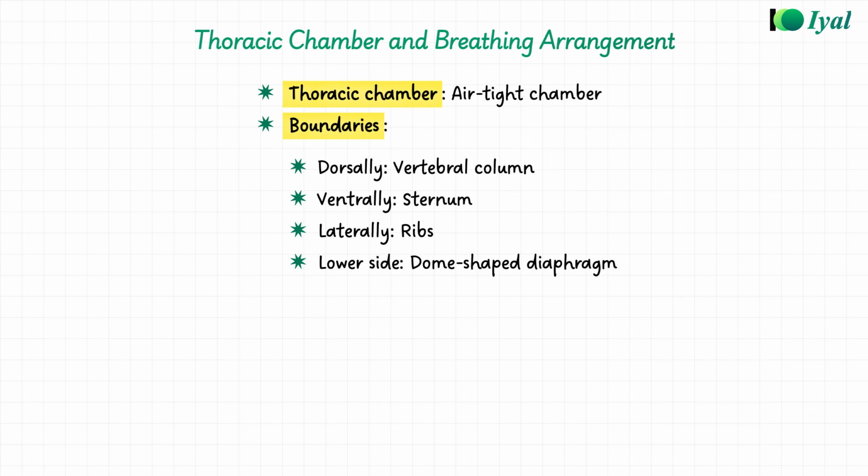Okay, think about the structure of your chest cavity. It is called thoracic chamber and it is absolutely airtight. Very important this. Now what forms this airtight chamber? On the back, we say dorsally, is the vertebral column, your spine. On the front, ventrally, is the sternum. You can feel it in the middle of your chest. On the sides, laterally, are the ribs and on the bottom is the diaphragm, a muscular sheet shaped like a dome.